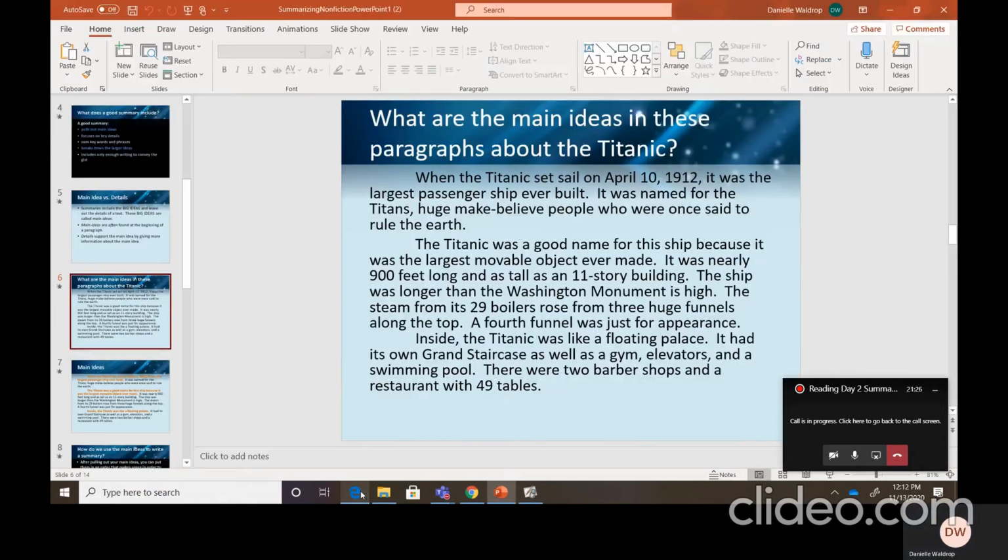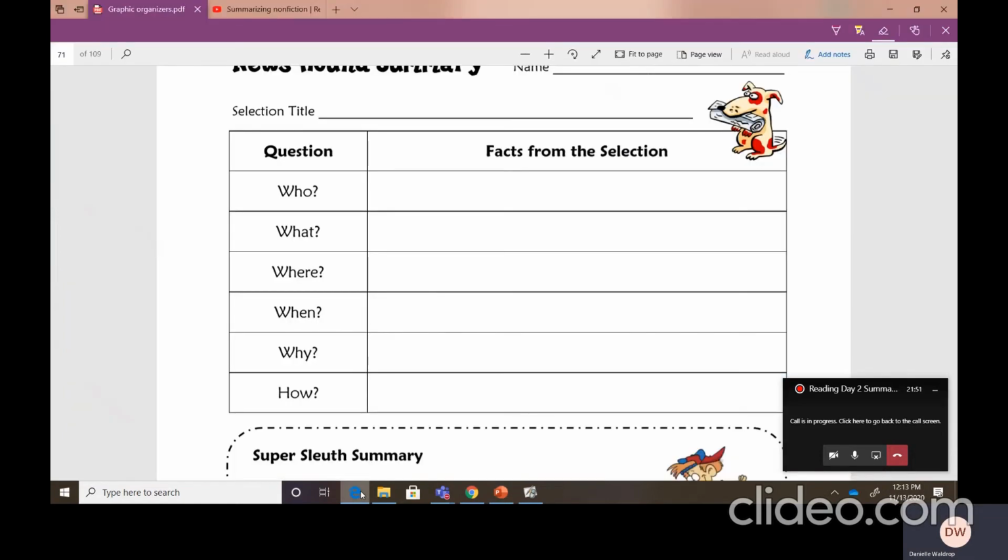Why? Why did it set sail? Okay, somebody had this idea to design one of the largest movable objects ever. And so they decided to invent and create this ship that would be like a floating palace. And so they created the ship for people to be able to sail on. Those passengers that we put up in the who box, they could sail on it. And how?